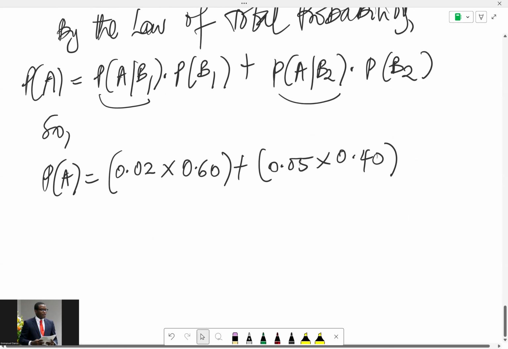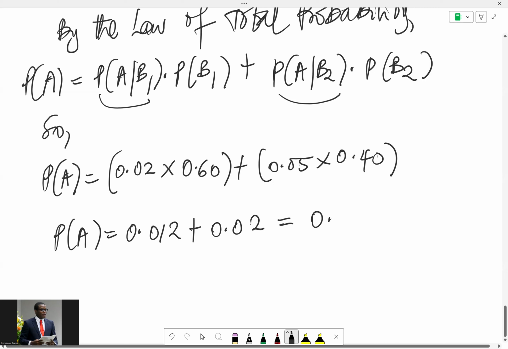So if we tidy all of this up, we get something nice. 0.02 times 0.6: 2 times 6 is 12, with 3 decimal places, that's 0.012. 5 times 4 is 20, with 2 decimal places, that is 0.02. And all of that is 0.032.